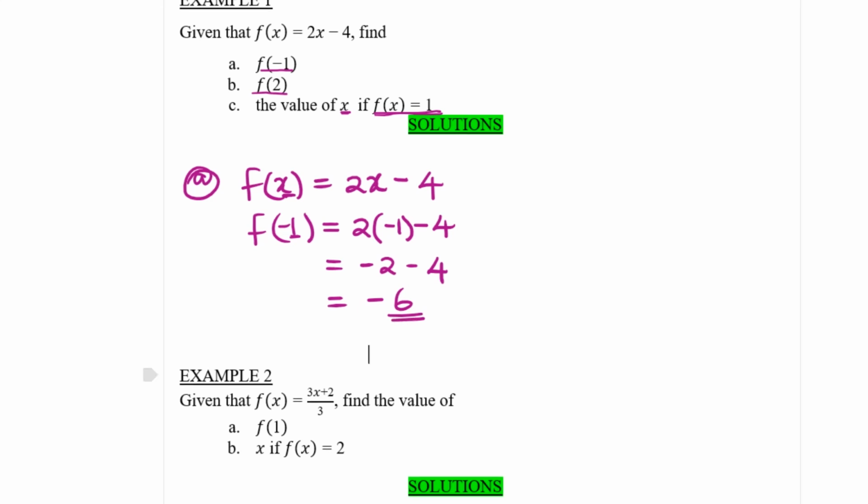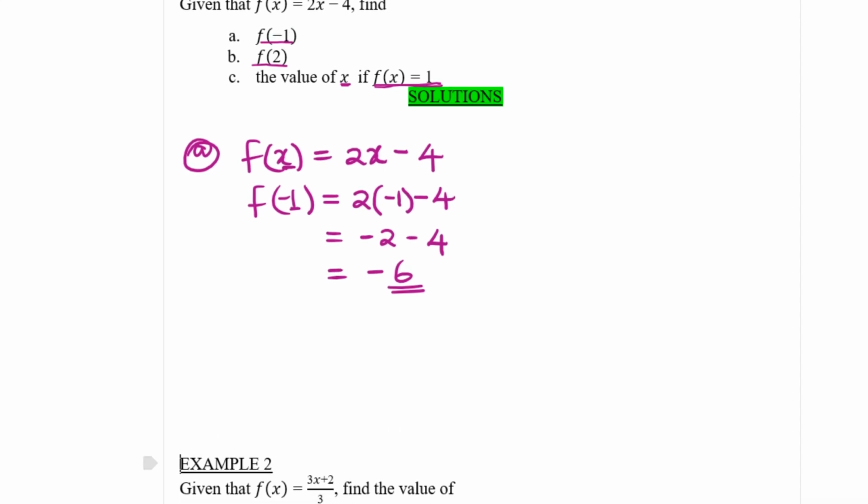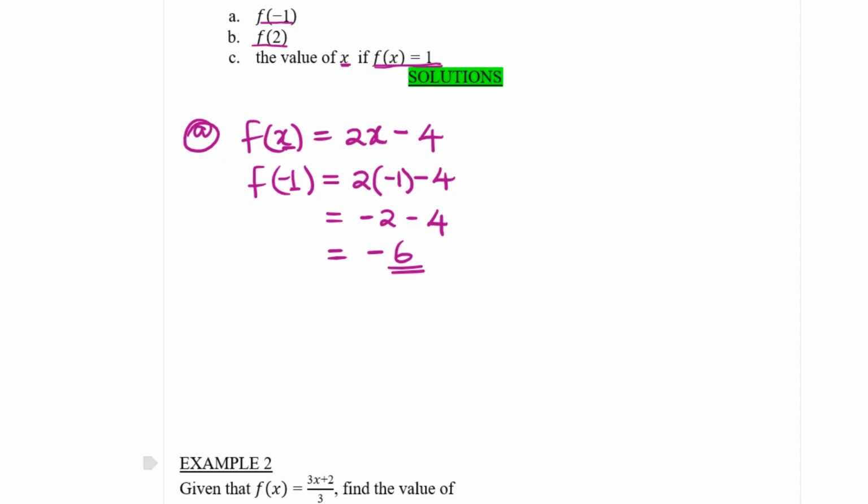We can go to question B. Question B is saying f of 2. So we are writing B here. F of 2, we'll just go direct into solving. So we are getting the formula where there is x, we replace by 2 minus 4.